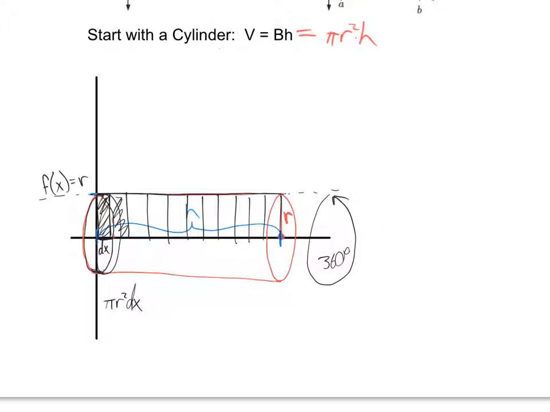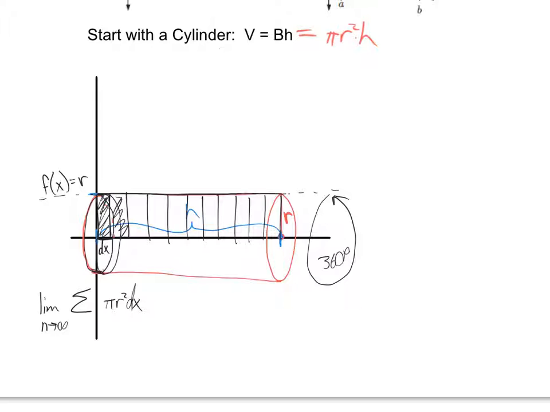Now, to find the volume of the whole cylinder, I would need to add up all of the different rectangles, right? But then to get a more accurate representation of that, I would take the limit as the number of rectangles approached infinity, right?